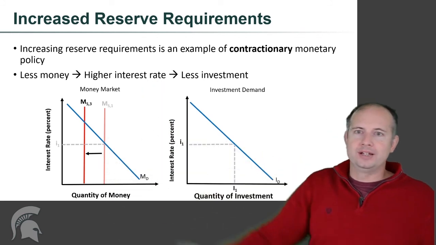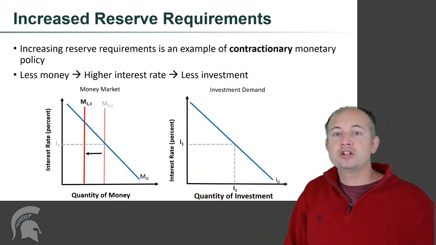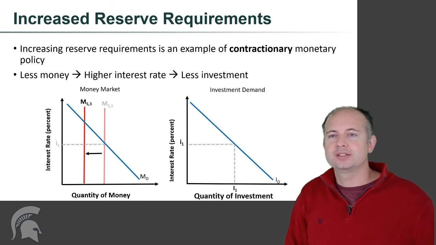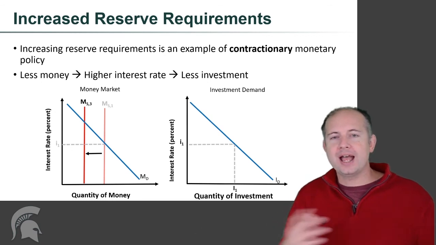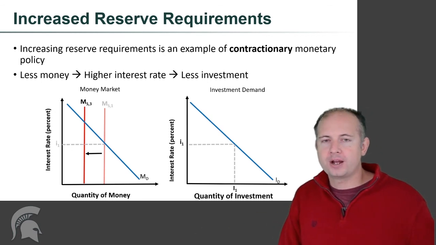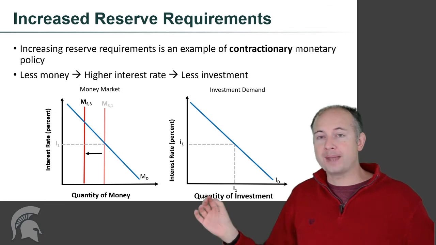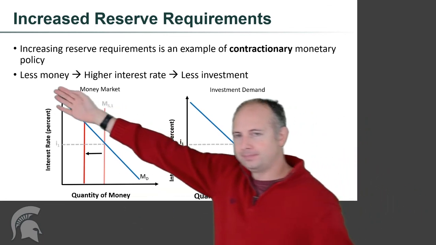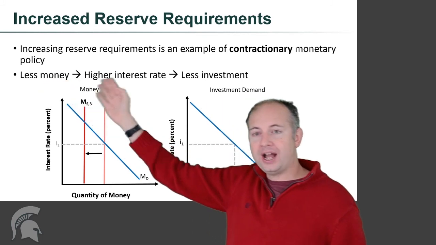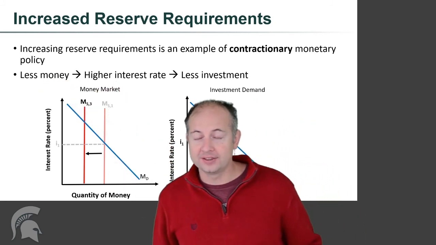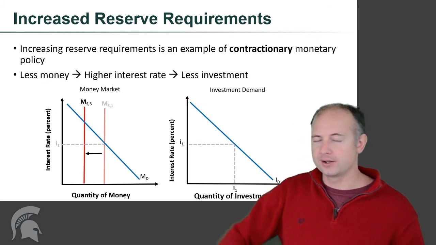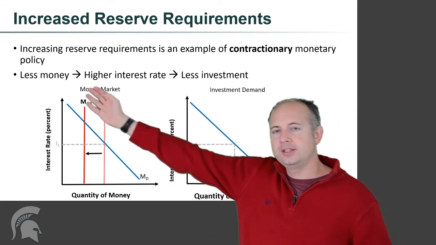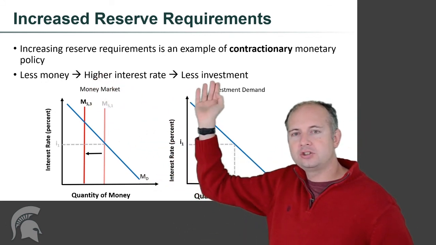Increasing reserve requirements is an example of contractionary monetary policy. This is taking money out of the market through open market operations or forcing banks to keep more money in the vault. Well, there's less money out there. That leads to a higher interest rate. There's not much money available, so if you want it, you're going to have to pay for it. This higher interest rate leads to less investment.